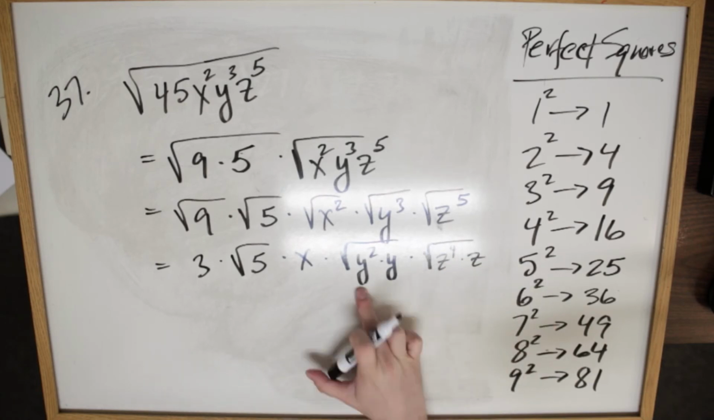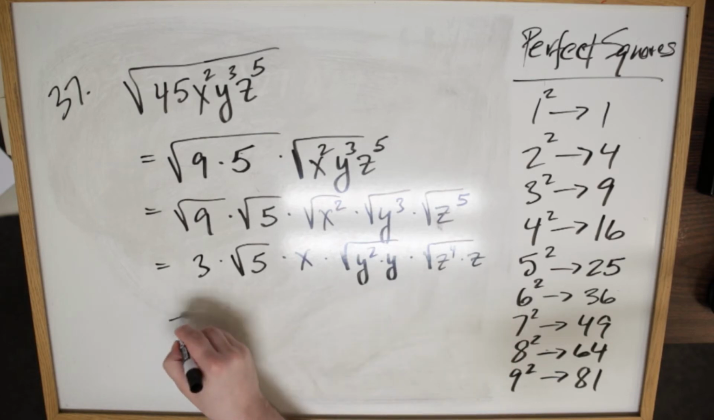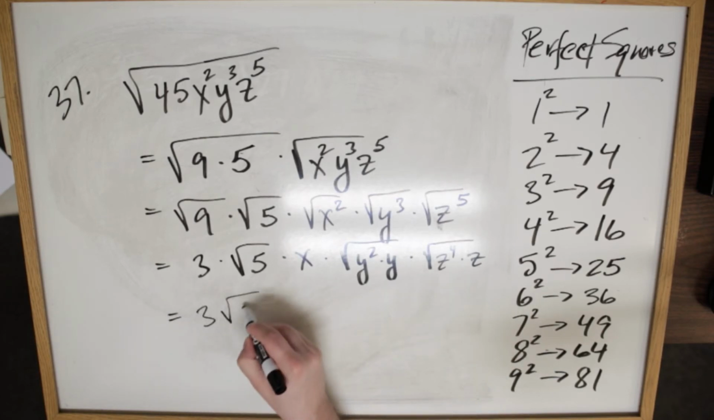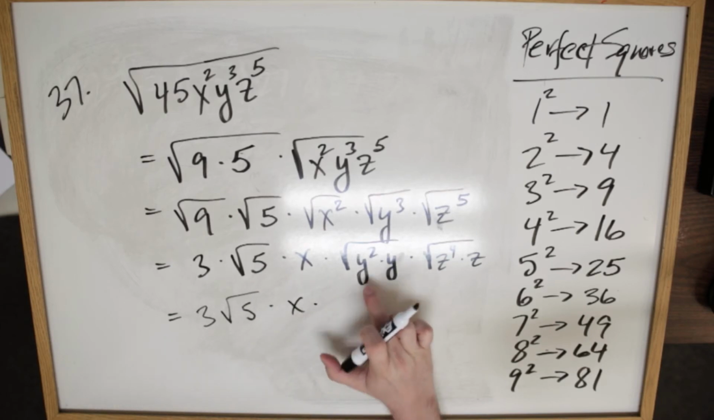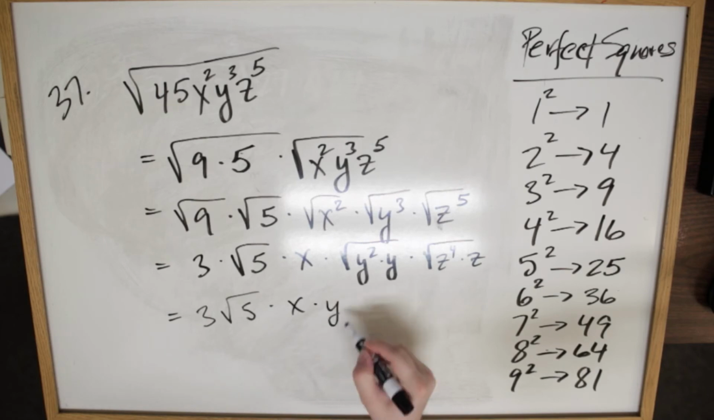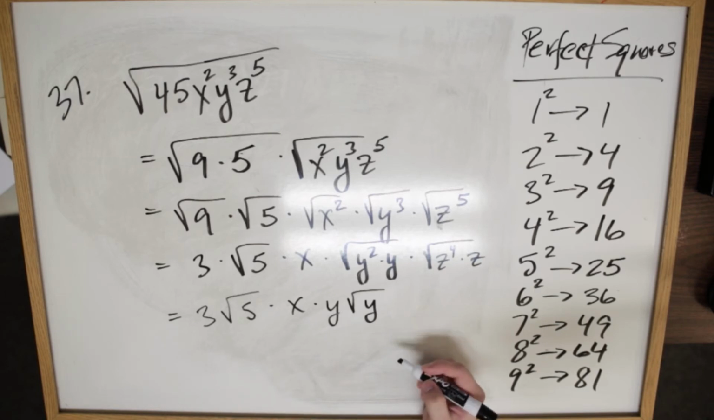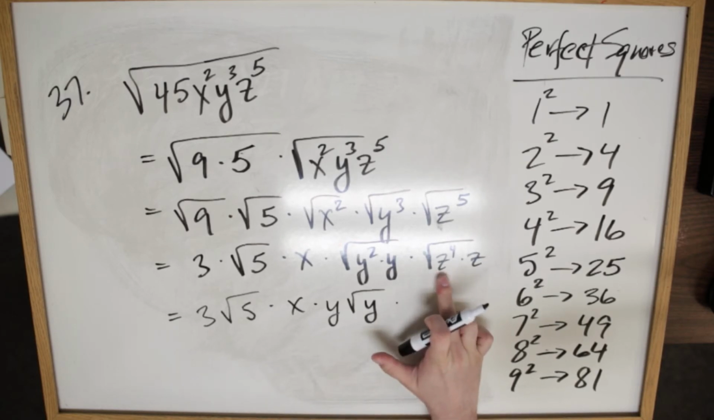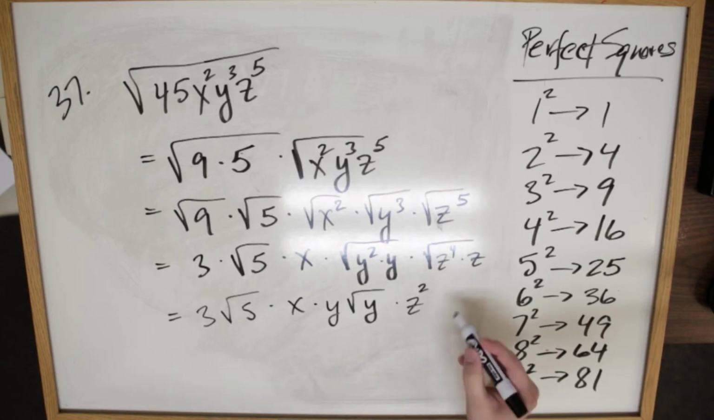Y squared and z to the fourth are also perfect squares. Okay? So if I wanted to keep breaking them apart, times x times this guy, y squared, is just going to be y. And then I'm left with square root of y, or radical y, times square root of z to the fourth is z squared. Because z squared times z squared is z to the fourth. And then I multiply by my square root of z.